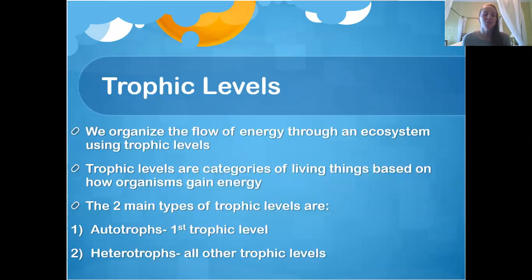as heat. Okay, so trophic levels is something that you're probably familiar with from elementary school. This is how we organize the flow of energy through an ecosystem. Trophic levels are categories of living things based on how those organisms gain their energy. The two main categories of trophic level are the autotrophs, which are always in the first trophic level, and then the heterotrophs, which are all of the other trophic levels.